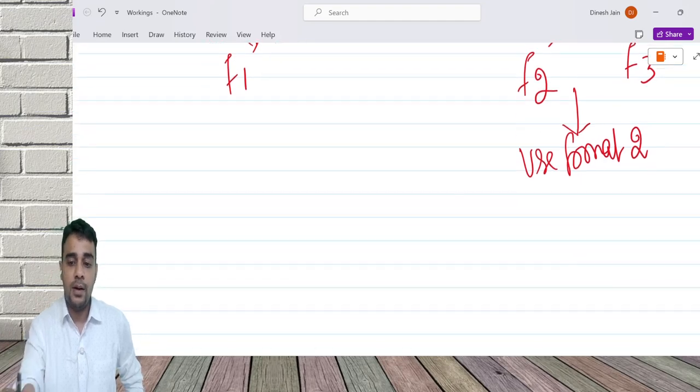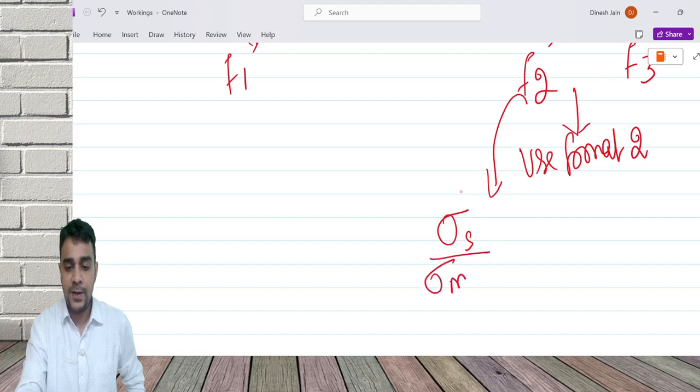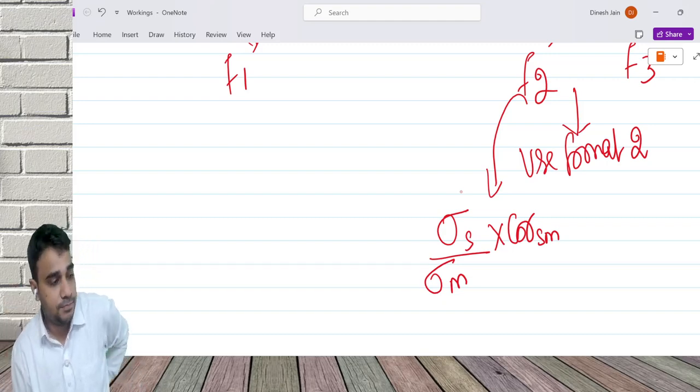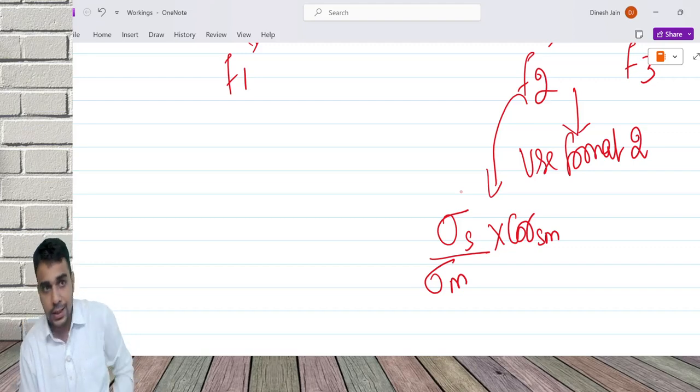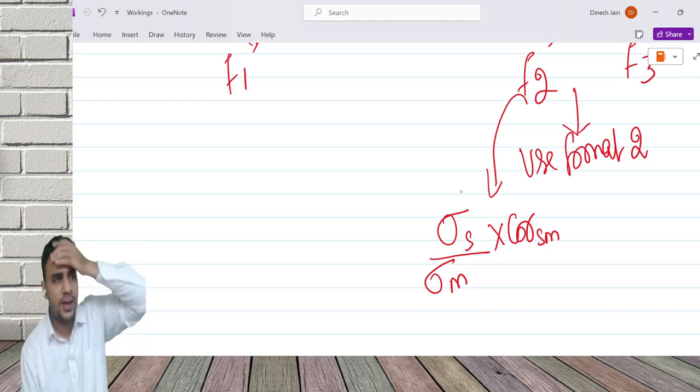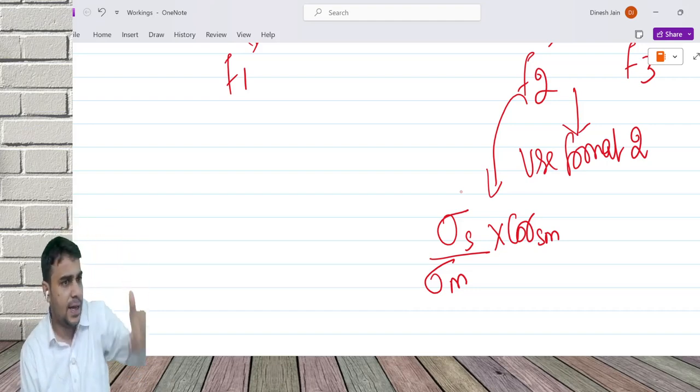What is the formula? Now write the formula. Standard deviation of security by standard deviation of market into correlation SM. I'll give the logic of the formula also. It's there in the theory part, but this area alone I want you to write. Sigma S by sigma M into correlation SM.